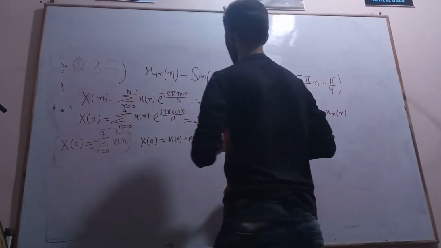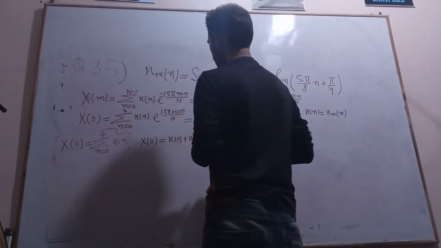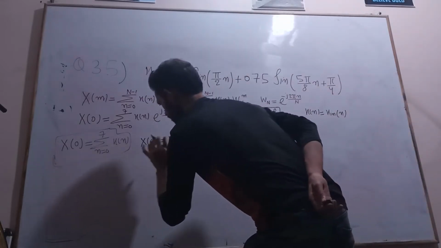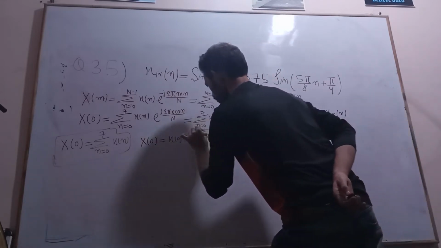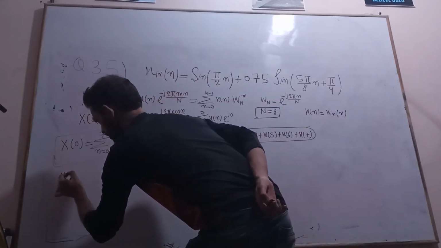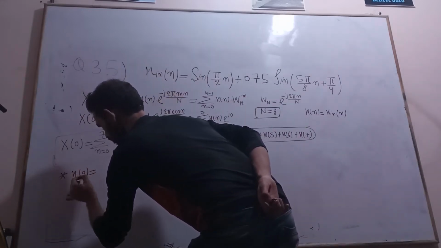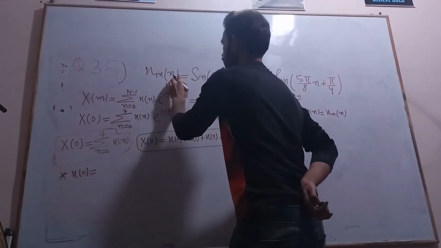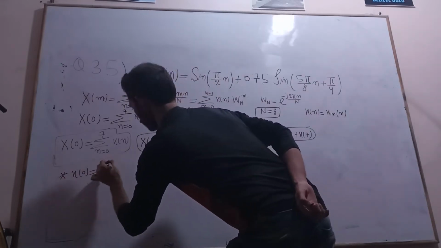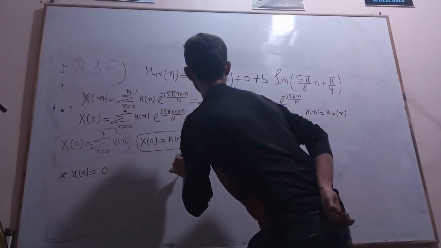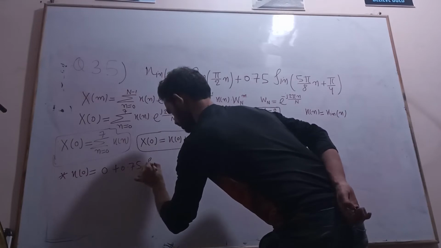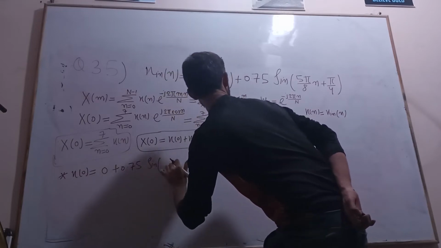Okay, so now first of all we want to calculate x of 0, then after that we will put all these values here. In this expression, first let us start from x of 0. What is x of 0? Just put the value of n equal to 0. You will get sine 0 plus 0.75 sine pi by 4.